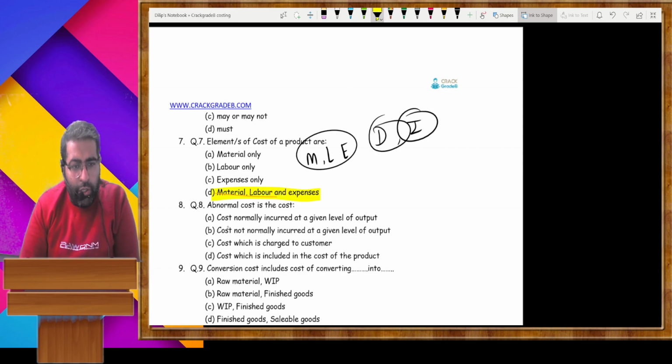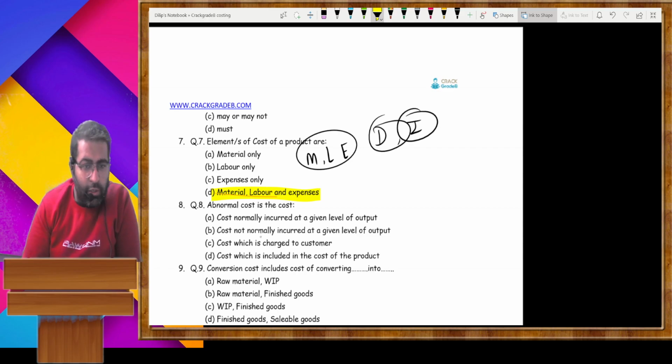Abnormal cost is the cost normally incurred at a given level of output. No. Cost not normally incurred at a given level of output. No. Cost which is charged to the customer. Cost which is included in the cost of product. So cost not normally incurred at a given level of output.